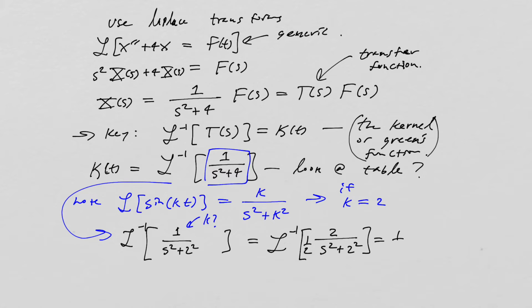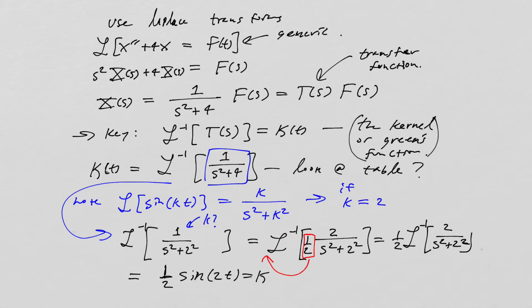And use the linearity. Again, what we're doing here is taking the 2 and moving it outside, because scalar multiples move through the inverse Laplace transform. And now we have it. What we get is, of course, 1/2, that's the 1/2 on the outside, sine of 2t. And that's going to be equal to our kappa.